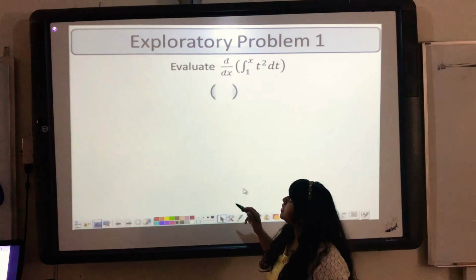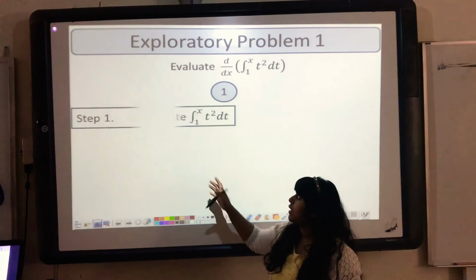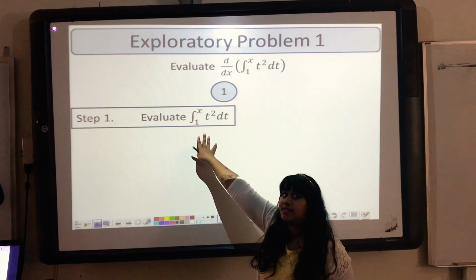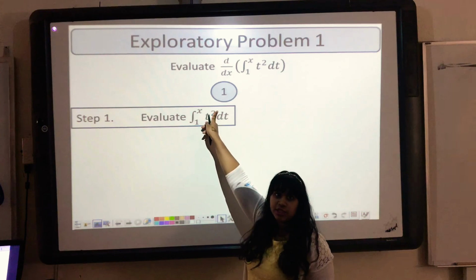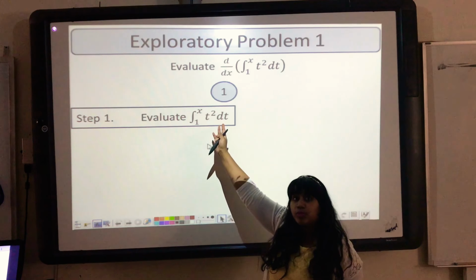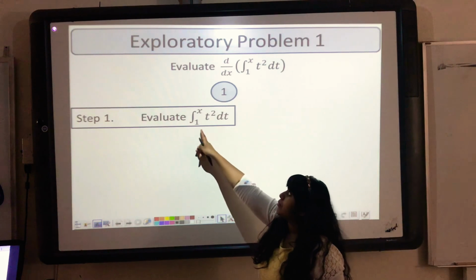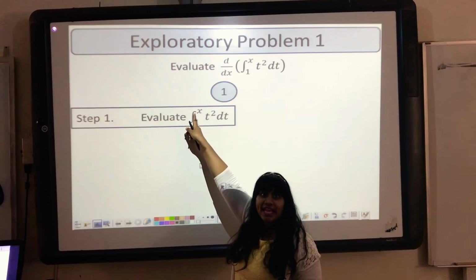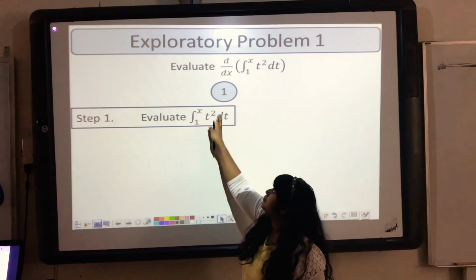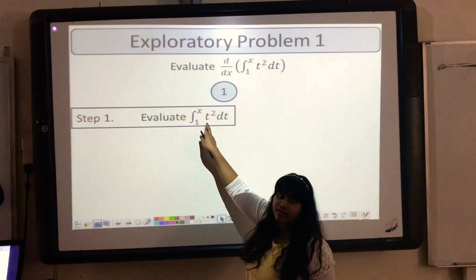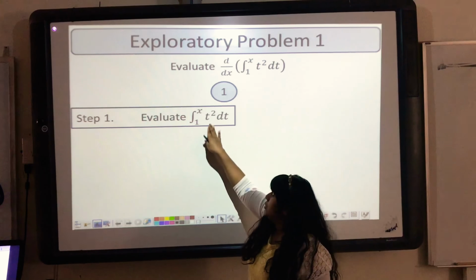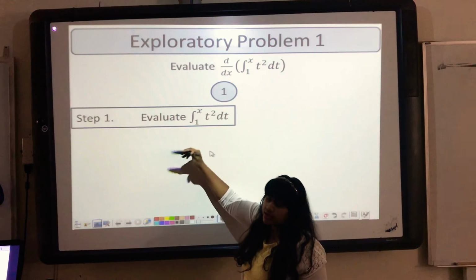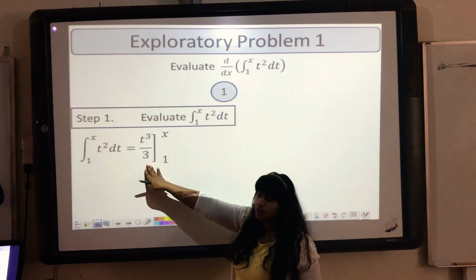Well, how do we do this? Step one, let's evaluate just the definite integral. What would that give me? What's the integral of t squared? It's simply going to be t cubed over 3. Then I'm going to evaluate it from 1 to x, so that becomes f of b minus f of a, right? So it becomes t cubed over 3 evaluated from 1 to x.